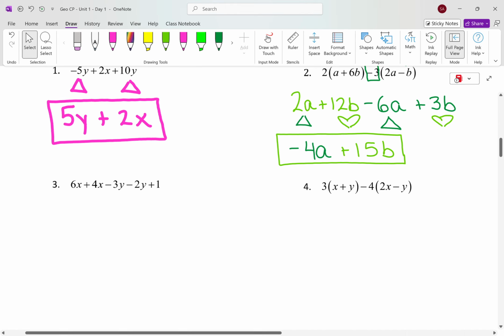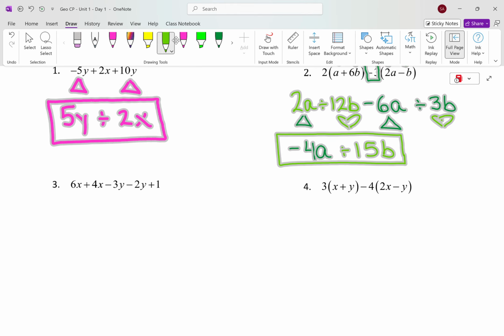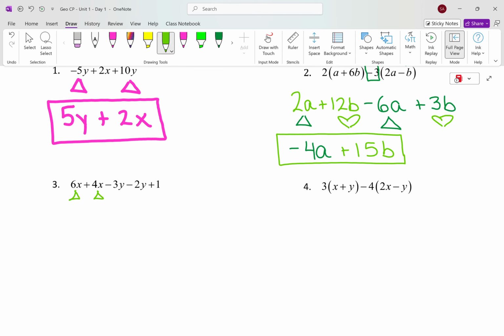Okay, let's go over this. For number 3, I see like terms. I see a positive 6x and a positive 4x, which gives us a positive 10x. And then I have a negative 3y and a negative 2y. So if I have negative 3y plus a negative 2y, that's going to give me a negative 5y. And then the 1 stands alone. There's no combining it with anything, so we just write plus 1. How many people got that completely right?